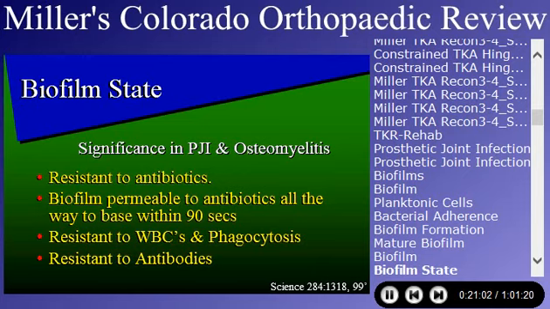The biofilm is permeable. And the antibiotics can go all the way through that biofilm, all the way down to the base of the prosthesis within 90 seconds. So it's not a shield. It's just that you've changed the structure of the bacteria. And they're resistant to white cell attack and phagocytosis. You nibble on one side, and then it'll just grow on the other side. And they're resistant to the antibodies.